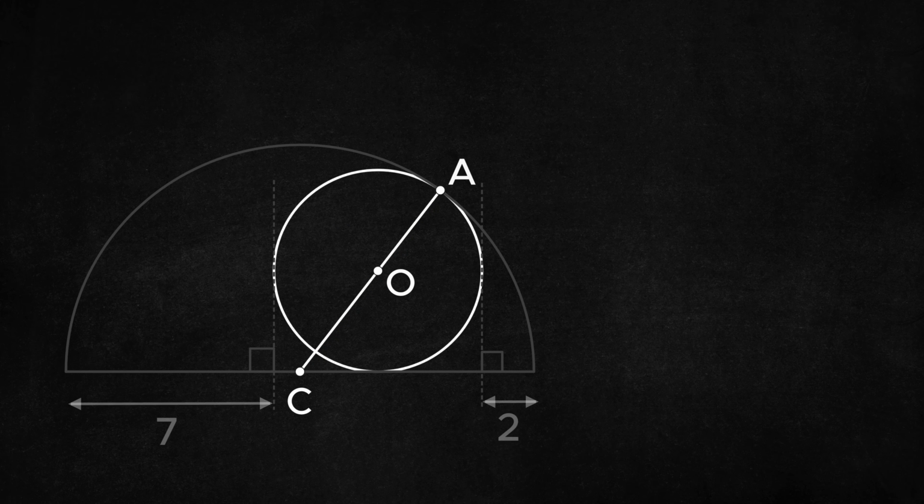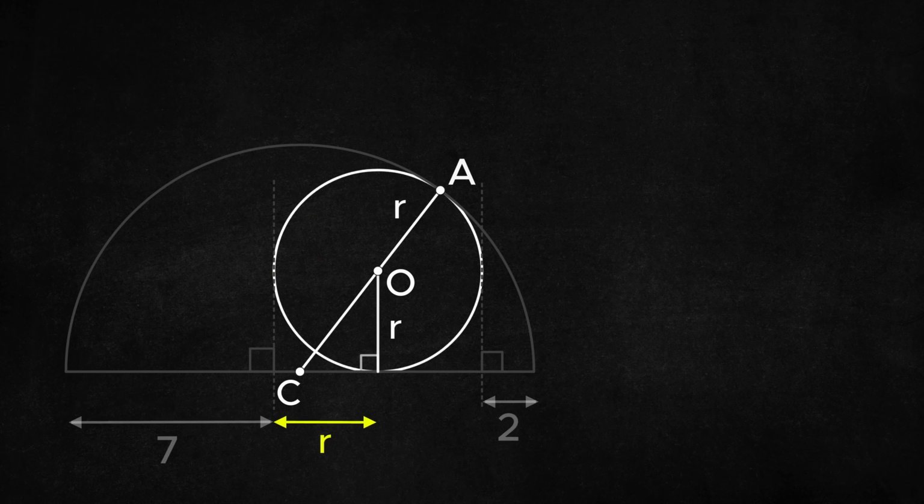From center O of the circle, draw this radius and also this radius. Let r be the radius of the circle. Since this is r units long, then this distance is also r units. Next, let capital R be the radius of the semicircle. By segment subtraction, the length OC is equal to R minus r.